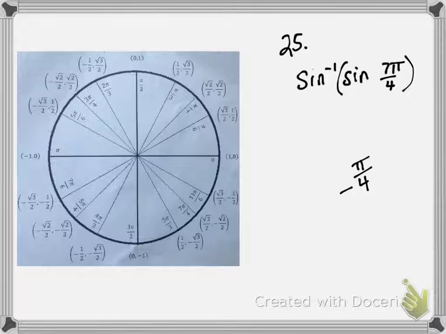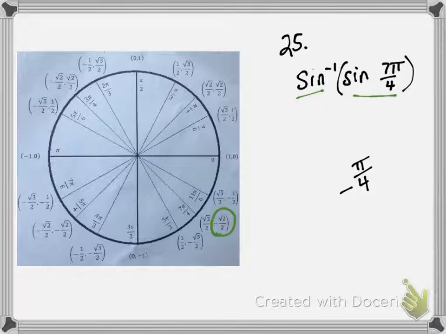This one is, what is the angle measure of the sine value that is 7 pi fourths. Now, I do see 7 pi fourths is here in our sine value.